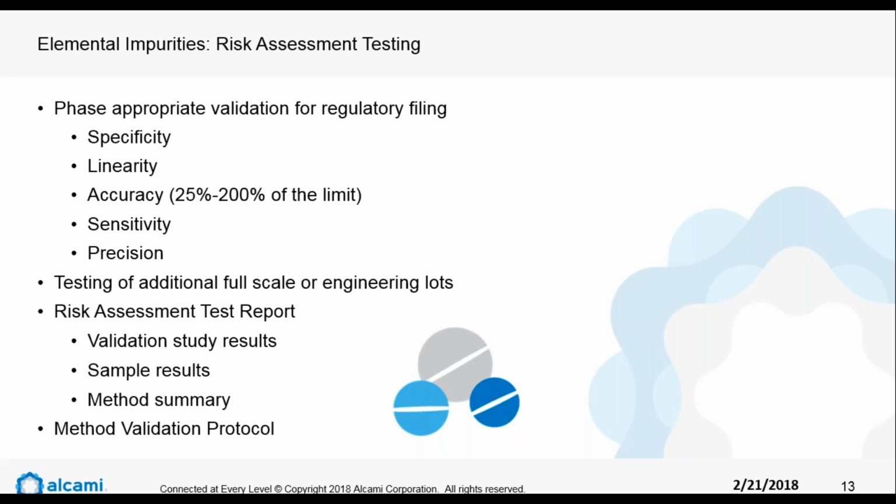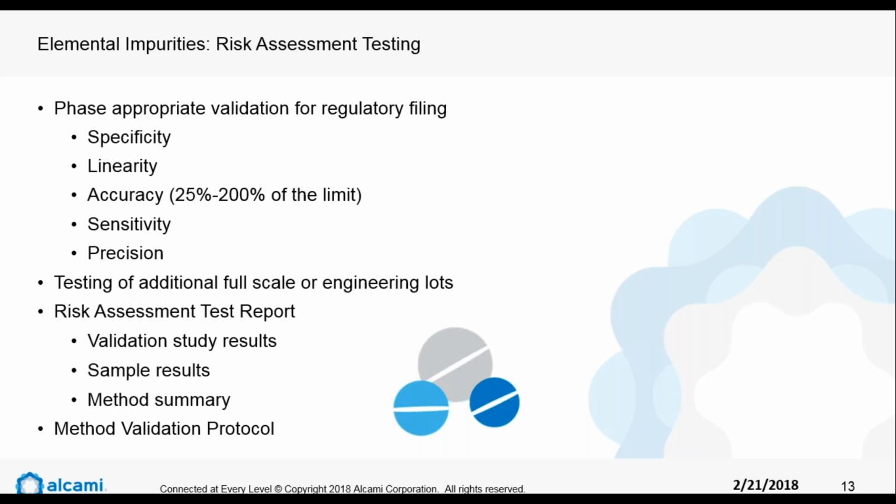When we do that, we're going to demonstrate specificity, linearity. We're going to do accuracy at single points, so at 25, 100, and 200% of the elemental impurity limit. Again, these limits are going to be customized based on your specific drug product's route of administration and the maximum daily dosage. We'll also demonstrate sensitivity as well as precision. So this is an intended use validation or qualification, which is suitable for filing your risk assessment report.